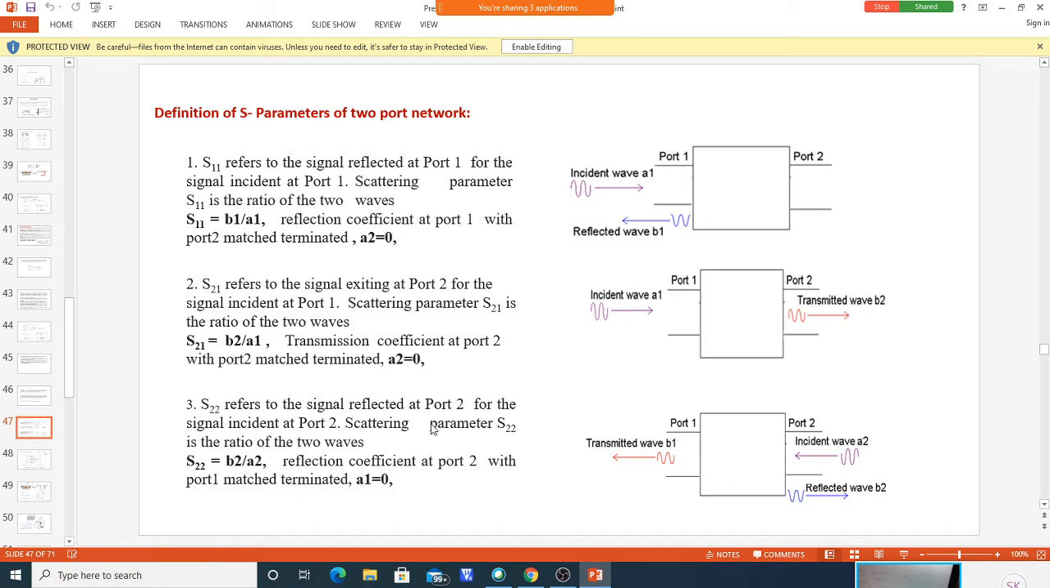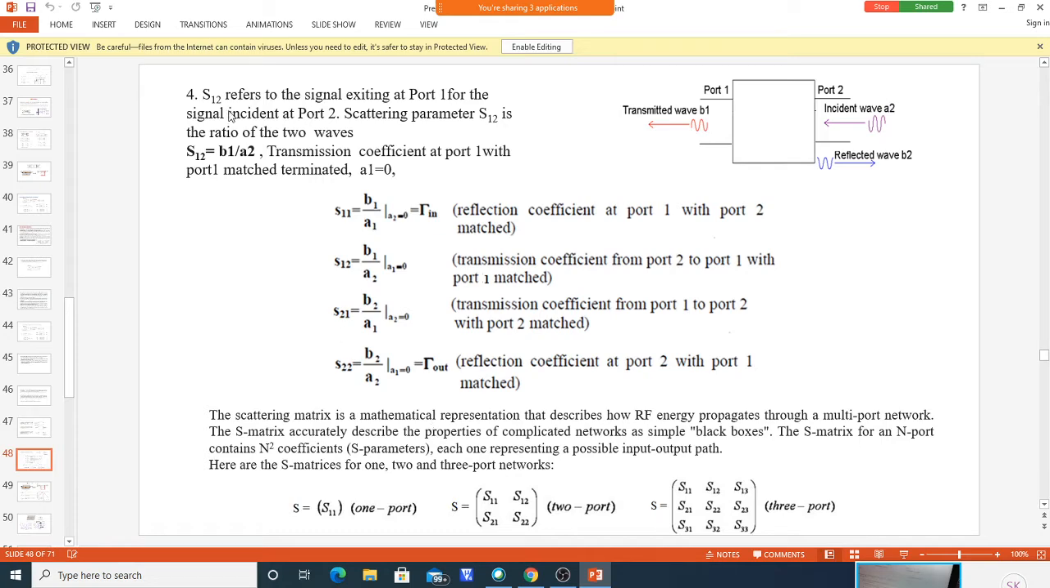Okay. Next, this S12. S12 means similar to S21, but the signal is incident at port 2, and we are measuring the outgoing signal at port 1. So while measuring this B1, port 1 must be match terminated. A1 must be 0. A1 must be 0 means there is no input signal. So the signal coming out at port 1 is dissipated in the match termination. It is not going back to the network.